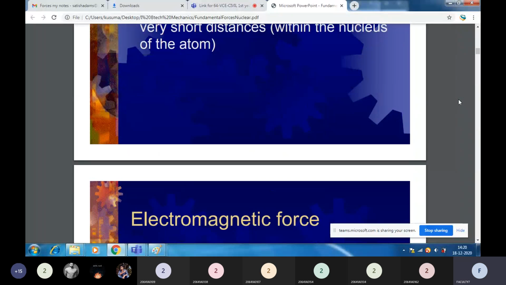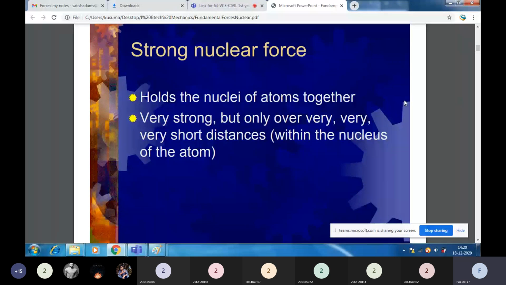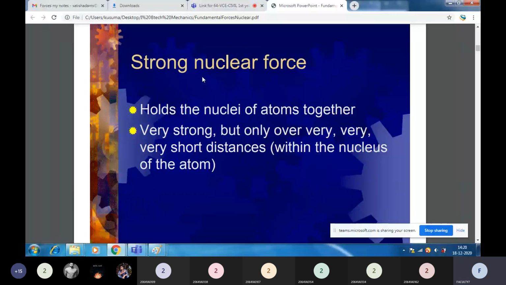Now let us see a few points regarding the strong force. Here we are mentioning the nuclear force. The force that is holding the nucleus. So what is there inside the nucleus? You can find the protons and neutrons. How is the atom holding all those things? It depends on a force. That particular force will be stronger.